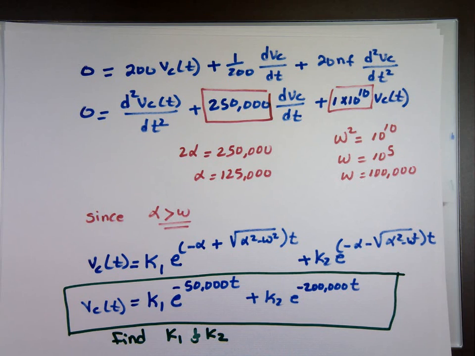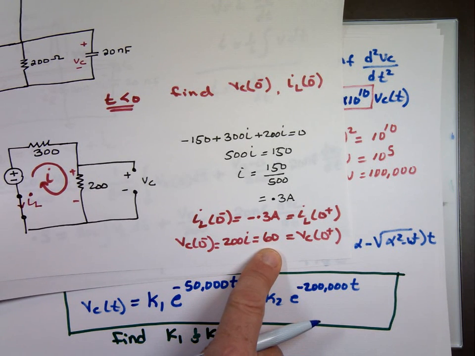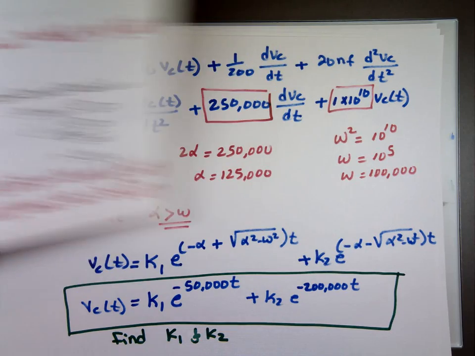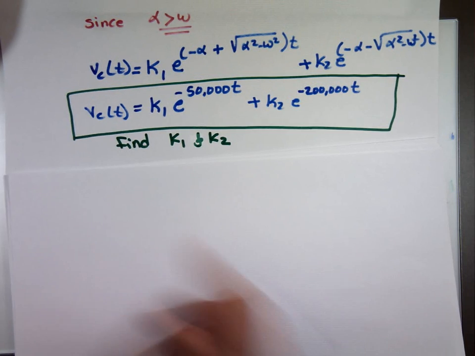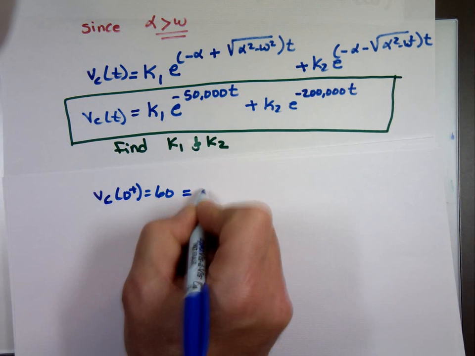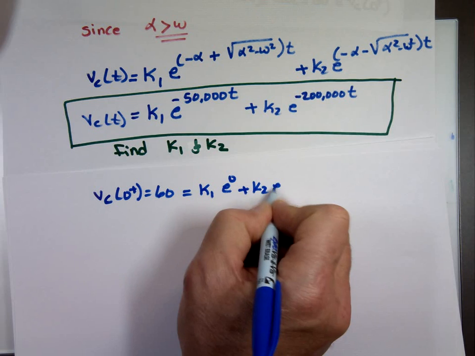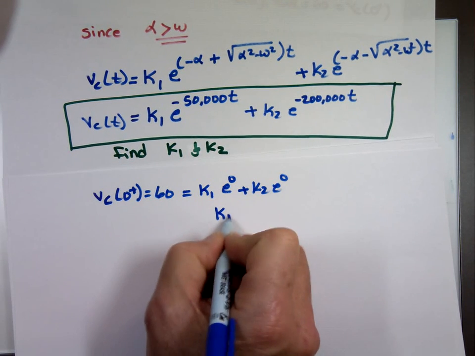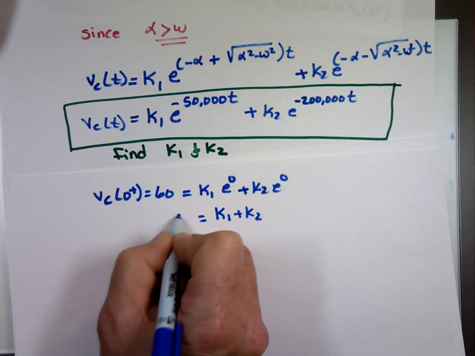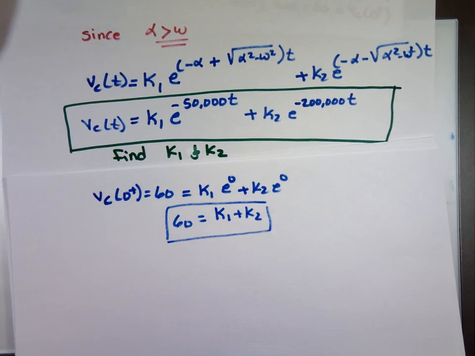Let's go back to page 1 when we started the problem. I found the voltage across the capacitor at 0 plus to be what? 60. Remember that? Let's go to that equation. This is K1 here. Voltage across the capacitor at 0 plus equals 60, which equals K1 e to the power of 0 plus K2 e to the power of 0. K1 plus K2 equals what? 60. One equation, how many unknowns? 2. I need another equation.